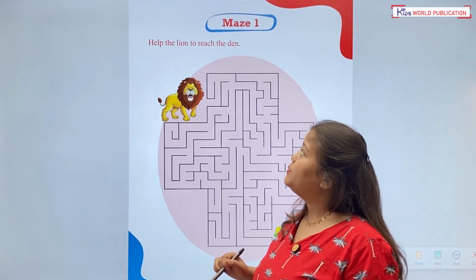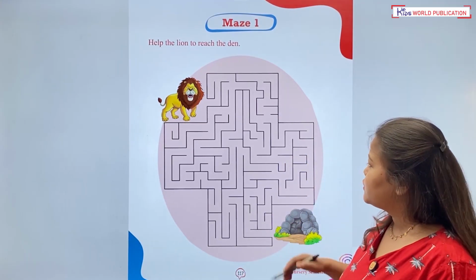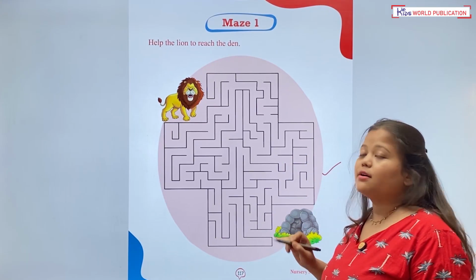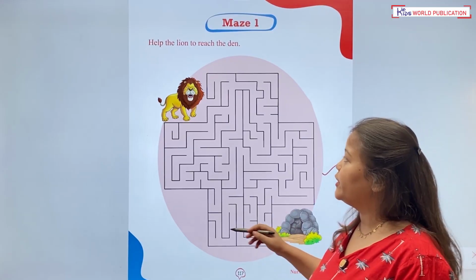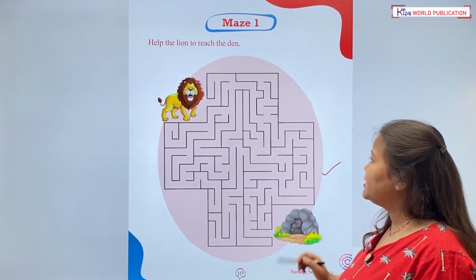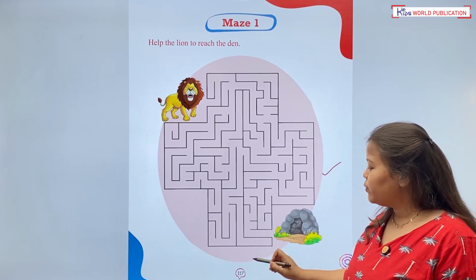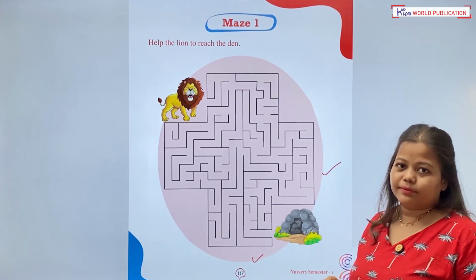Maze 1. Help the lion to reach the den. So kids, here you can see a maze and you will help the lion to reach the den. So kids, you will do this activity on your own.